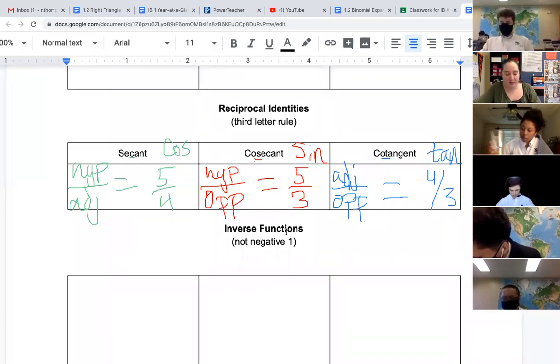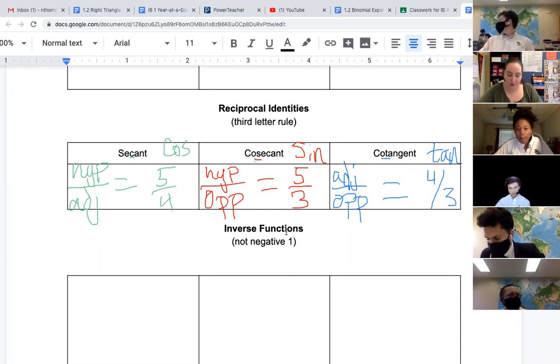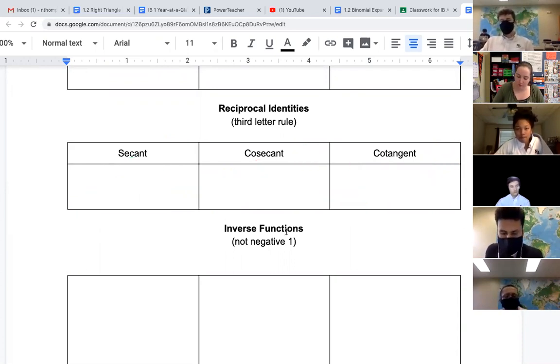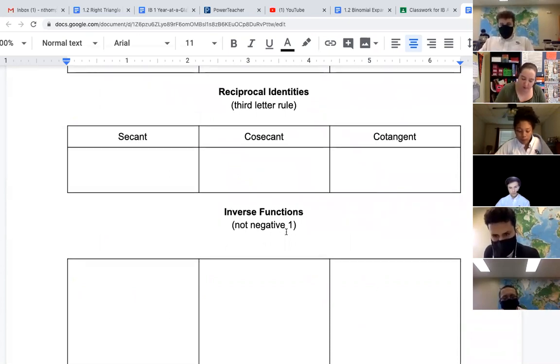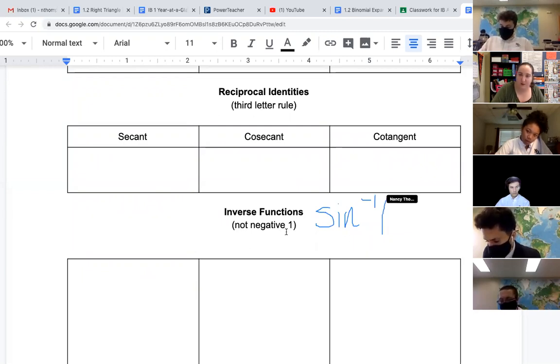And then, did y'all also use inverse functions to find angles? Did y'all do that in your classes? No, ma'am. No? Okay. So an inverse, it's not -1, but it is written as sine inverse. Oh, yeah, we have done these. Yeah, you have done these.